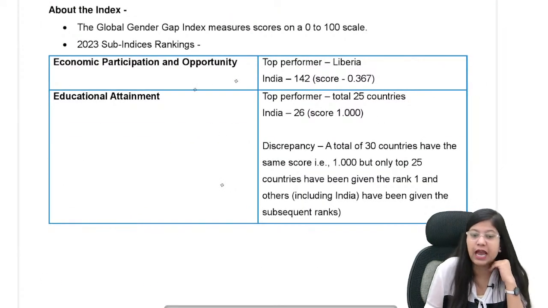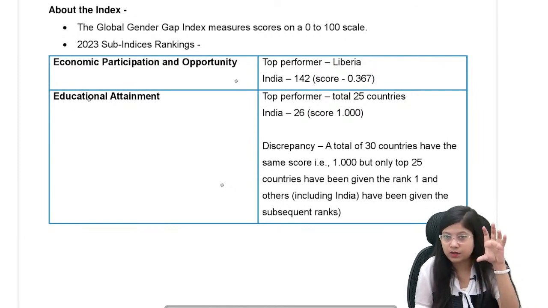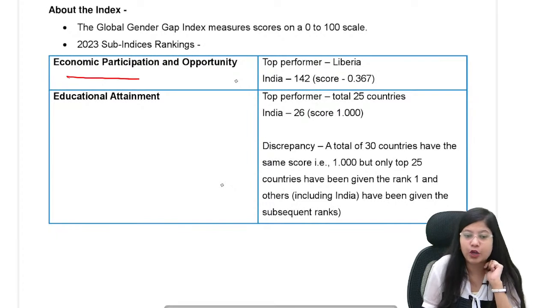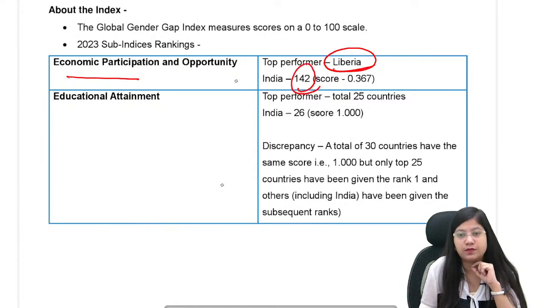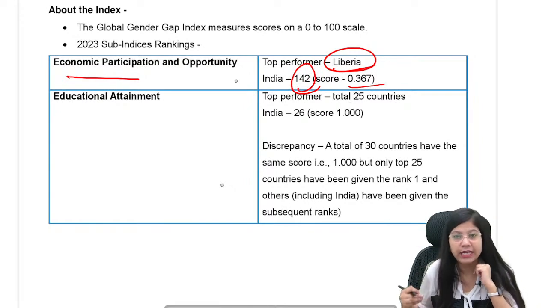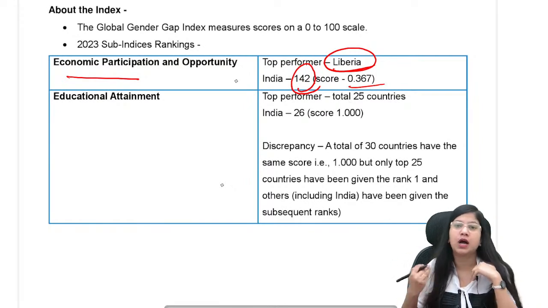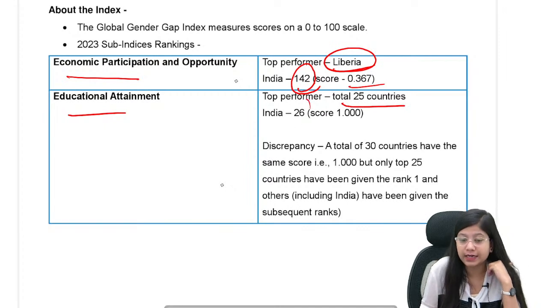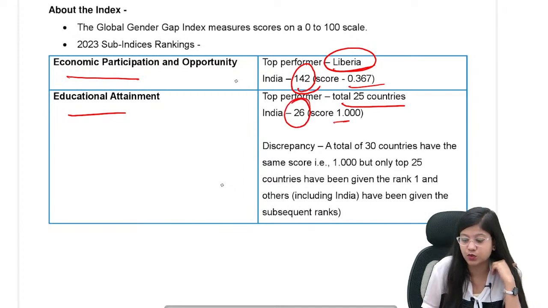Here we have the rankings of the top rankers in the parameters and India's rank in the different parameters. In economic participation and opportunity, the top performer is Liberia. India's position is 142. Score is 0.36. So still we are lagging behind in providing economic opportunities to our women. In educational attainment, a total of 25 countries are top performers and India is at the 26th position.